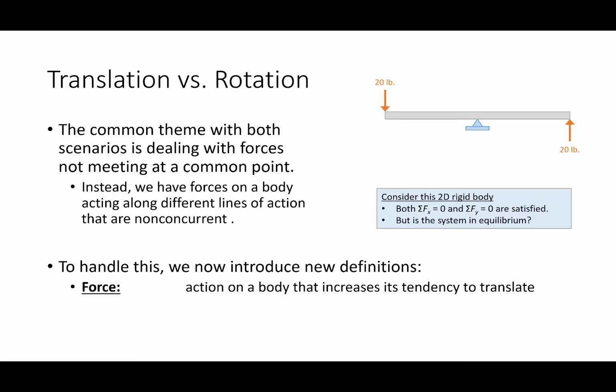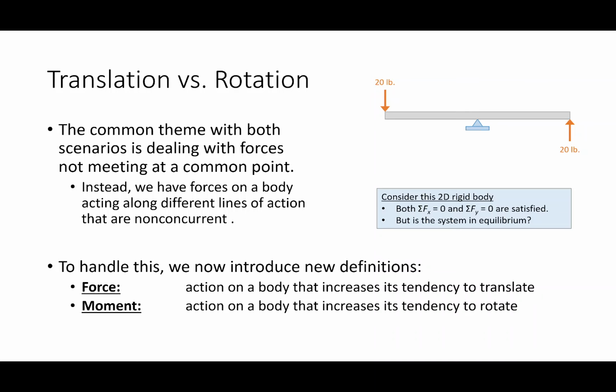But if a force increases its tendency to translate, we recognize up here that that's not enough to guarantee equilibrium. So we need a new term. We need a new term that talks about an action on a body that increases its tendency to rotate. Okay? We have a name for that. We call it a moment.